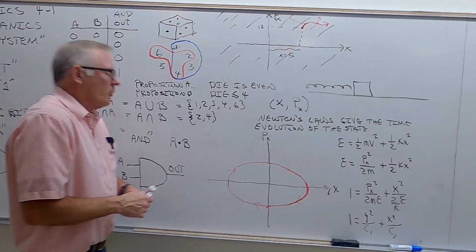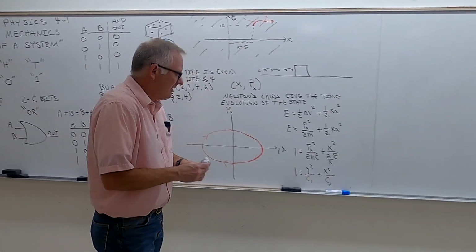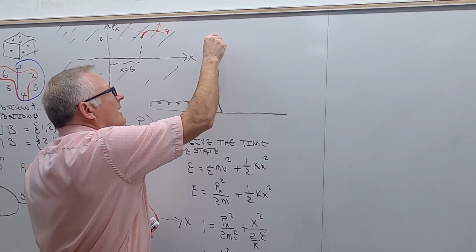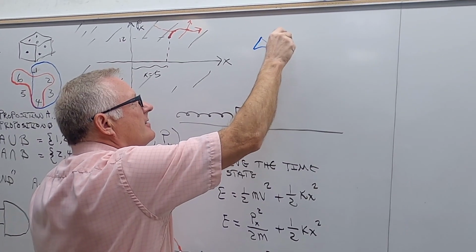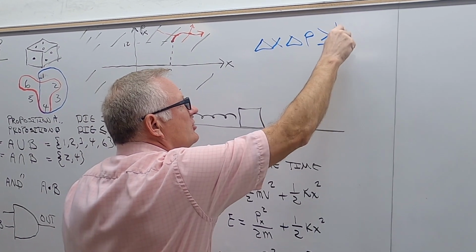Now, when you compare this with quantum mechanics, remember we had something called the Heisenberg uncertainty principle. One of them was the uncertainty in the x times the uncertainty in the momentum was greater or equal to h.